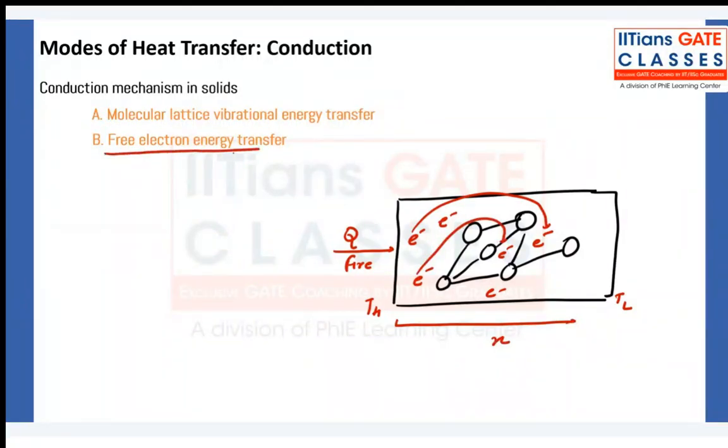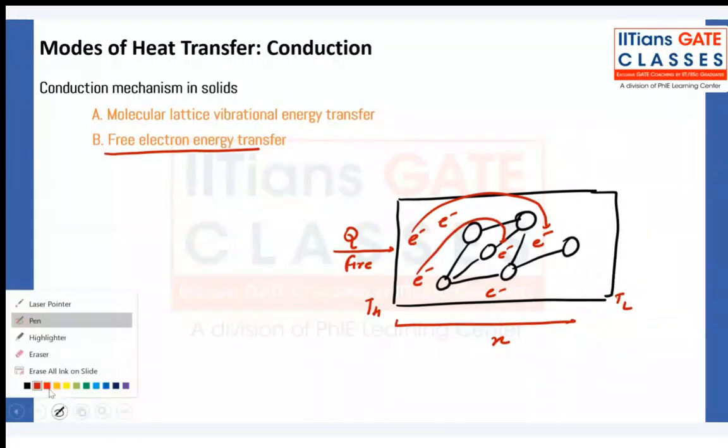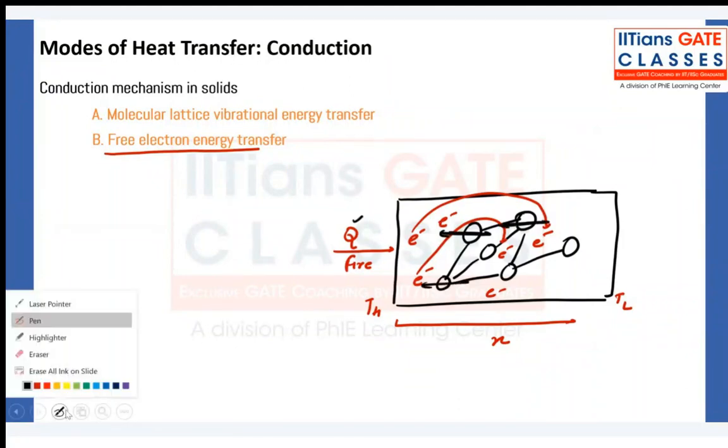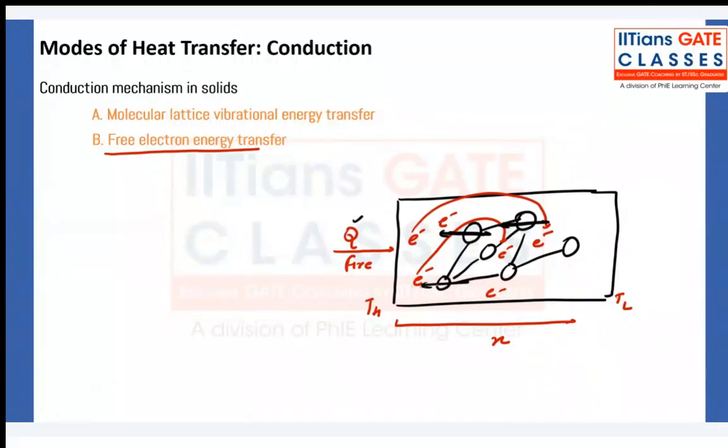Now, what is the other phenomenon? The other phenomenon is molecular lattice vibration energy transfer. When you transfer heat, the molecules nearby will vibrate around their mean position. For example, this one is vibrating here, so it will transfer heat to this one. Then this will vibrate and transfer heat to the next one, and then the next.